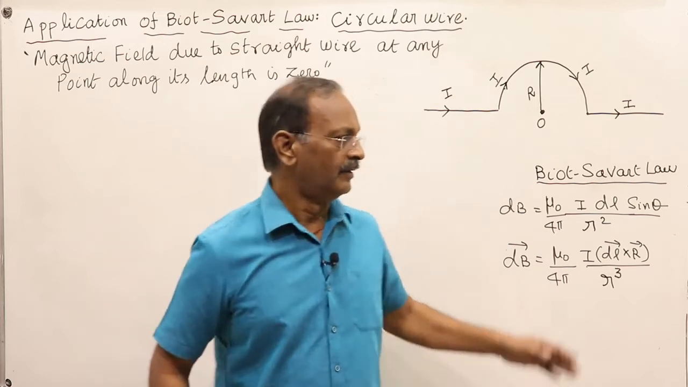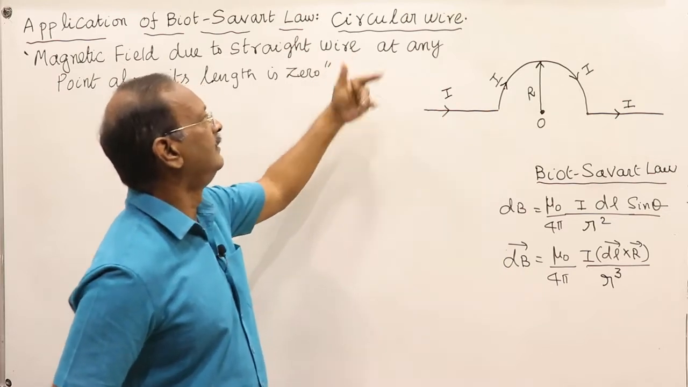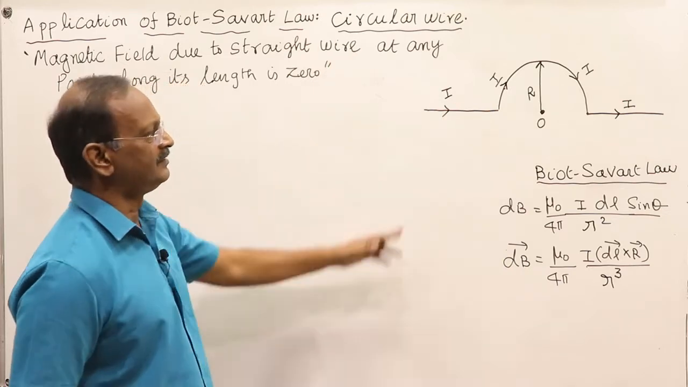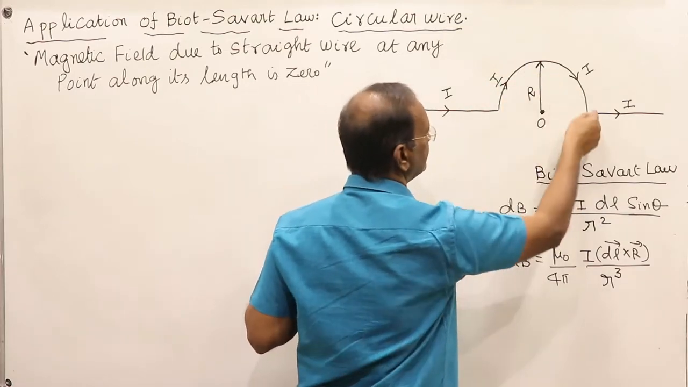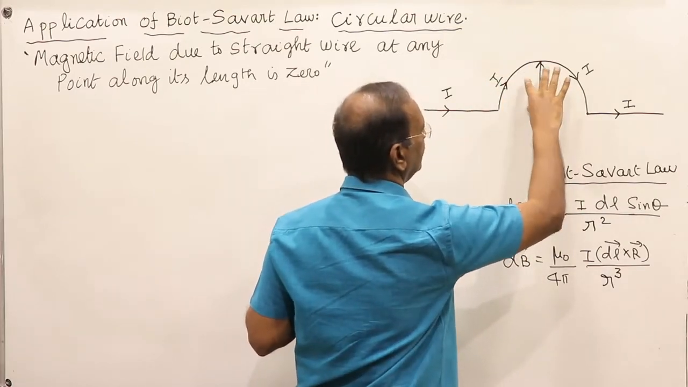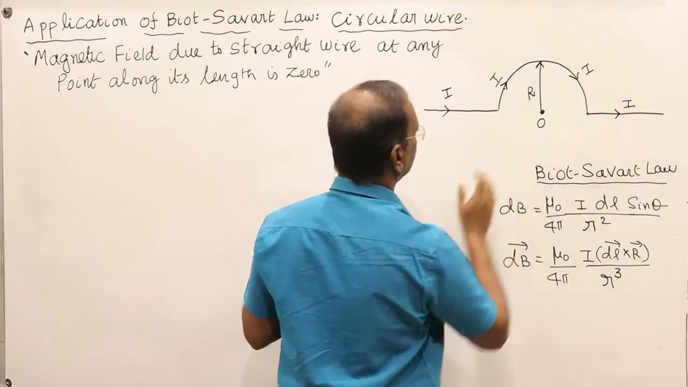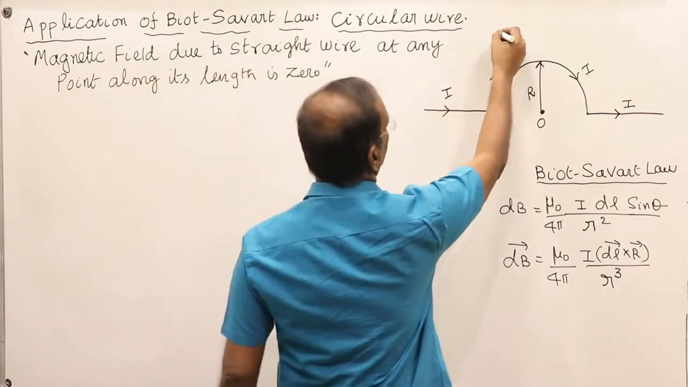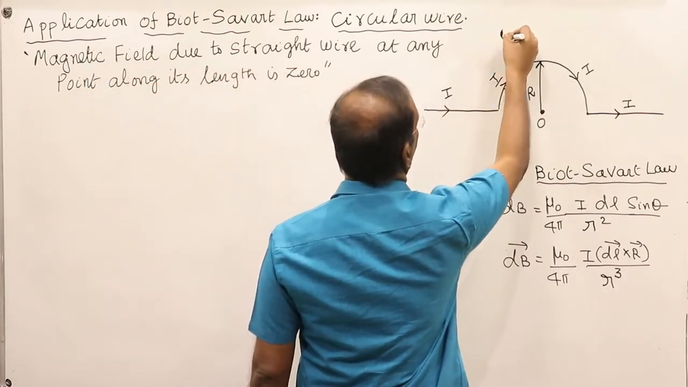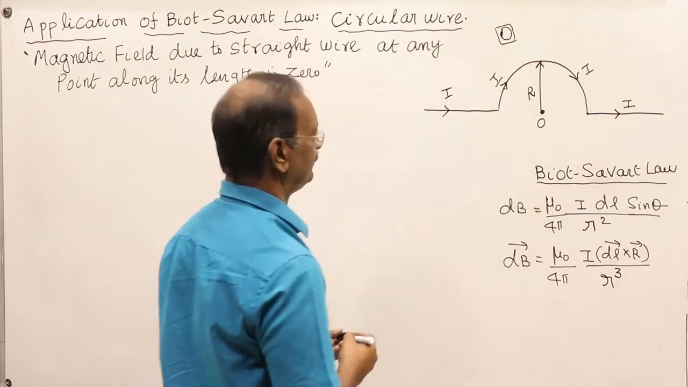Application of Biot-Savart law on a combination of straight wire and circular wire. Here the shape of the wire is given, the current is flowing this way, and this is a semicircular portion of radius r. We have to find out the magnetic field at O.